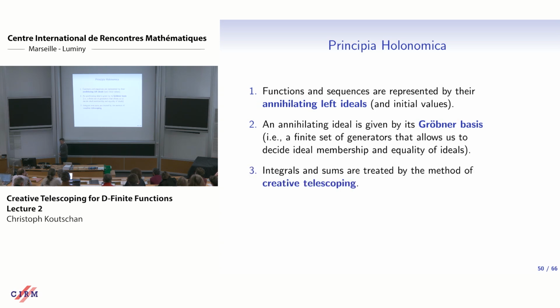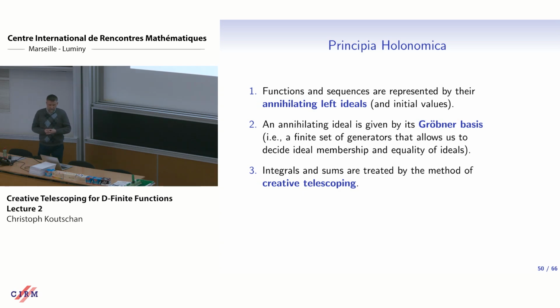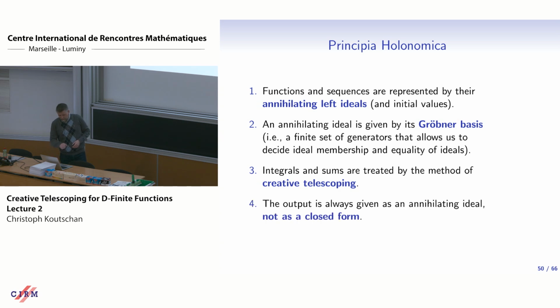Well, and whenever we want to integrate a D-finite function, or we want to take a sum over a D-finite function, then this is done by creative telescoping, which so far we have only seen for hypergeometric terms with Zeilberger's algorithm, but in the rest of this lecture I will show you how this is done for general D-finite functions, so that the title of my lecture is somehow fulfilled. Yeah, and also for the output, usually you don't get a closed form, but you get some implicit description of your object, which for many practical applications is good enough to extract relevant information.